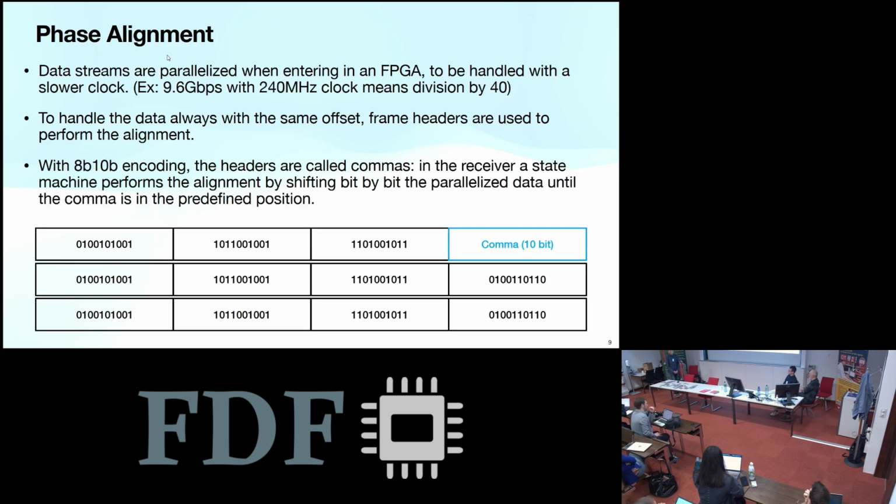Because of this, we need phase alignment, because in the FPGA we cannot enter with a gigabit clock signal, so we do a parallelization of the data stream in a bus, in our case of 30 bits. So there is a frequency division from gigahertz to megahertz, and this means that we need to perform frame alignment, and frame alignment is done thanks to the presence of frame headers called commas in the data stream. And now I will show you how frame alignment works in the case of the receiver.